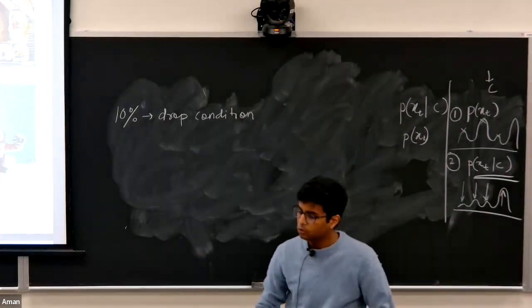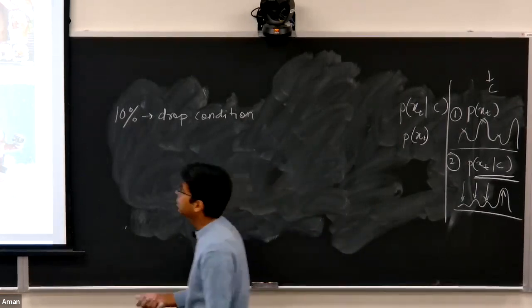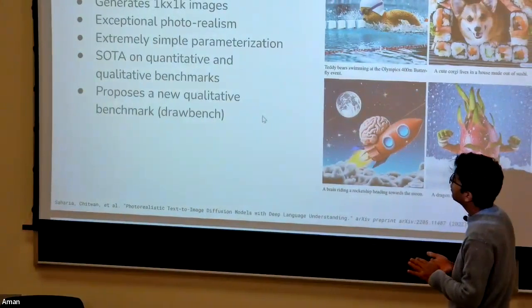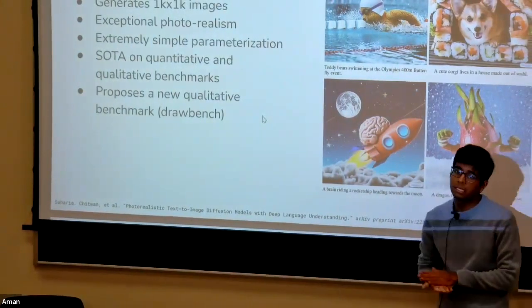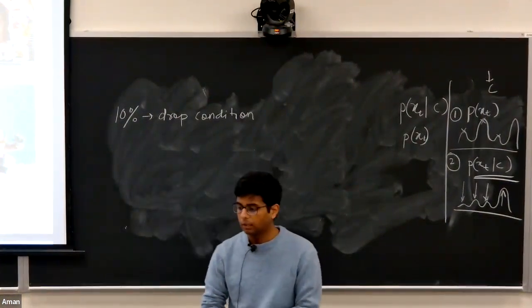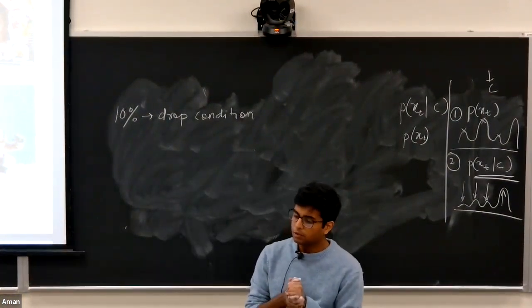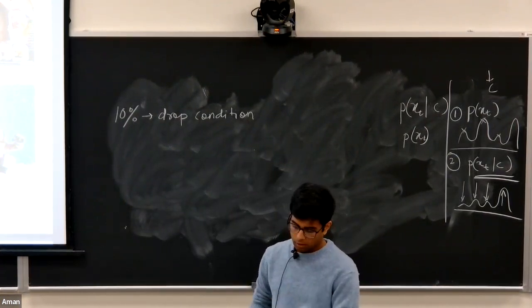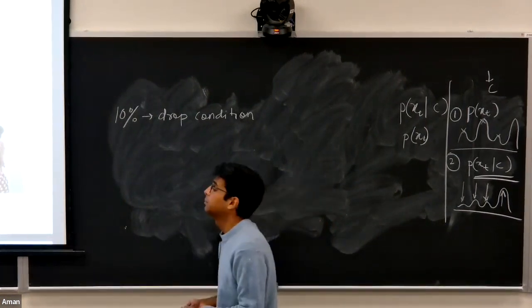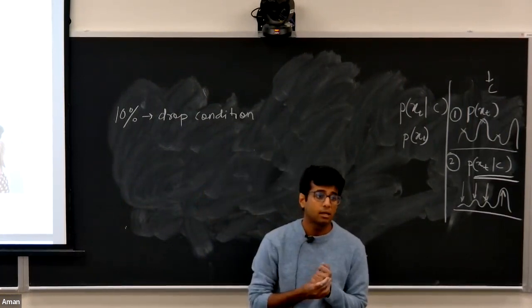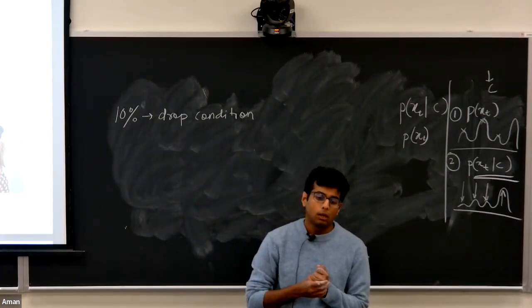So the next model that came out was Imagen by Google. This model also is very high resolution. It directly generates 1K by 1K images, and this achieved exceptional photorealism and had really high qualitative and quantitative results. The architecture of this model is way simpler than any other architecture, which makes it even more powerful because you can very easily understand how it's working and also modify it based on your own needs.